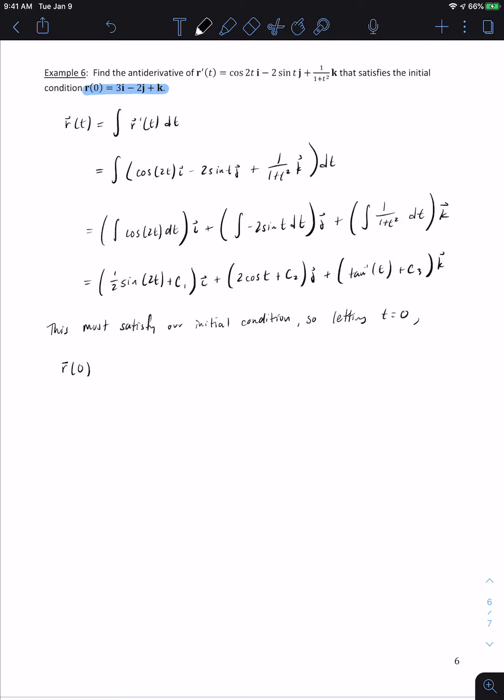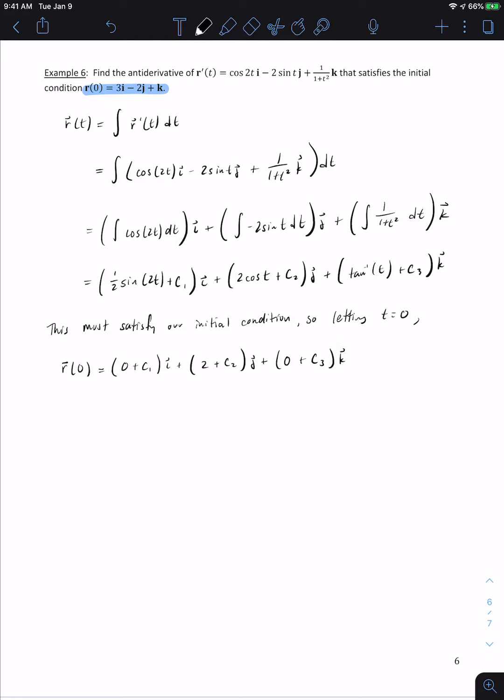We get r of 0. So we're plugging 0 into our function and seeing what we get. And then we can set each one of our pieces equal to 3, -2, and 1. So I get r of 0 is equal to 1/2 sine of 0, which is 0, so I just get C1 i, plus cosine of 0 is 1, so I get 2 plus C2 j, plus tangent inverse of 0 is 0, plus C3 k.